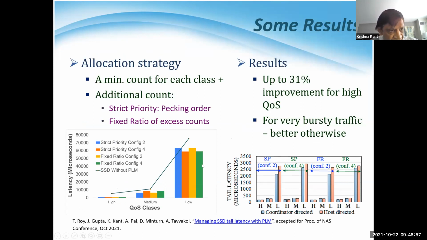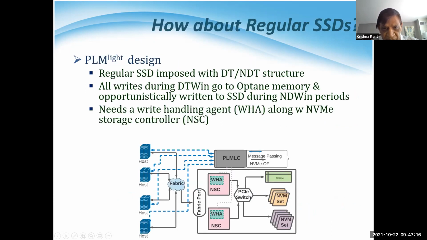And by doing that, we are able to provide this QoS differentiation. As you can see, the high QoS gets a very low latency, then the medium QoS gets medium latency, and the low QoS gets high latency. Okay, I will not talk about this figure on the right. A little bit out of time.